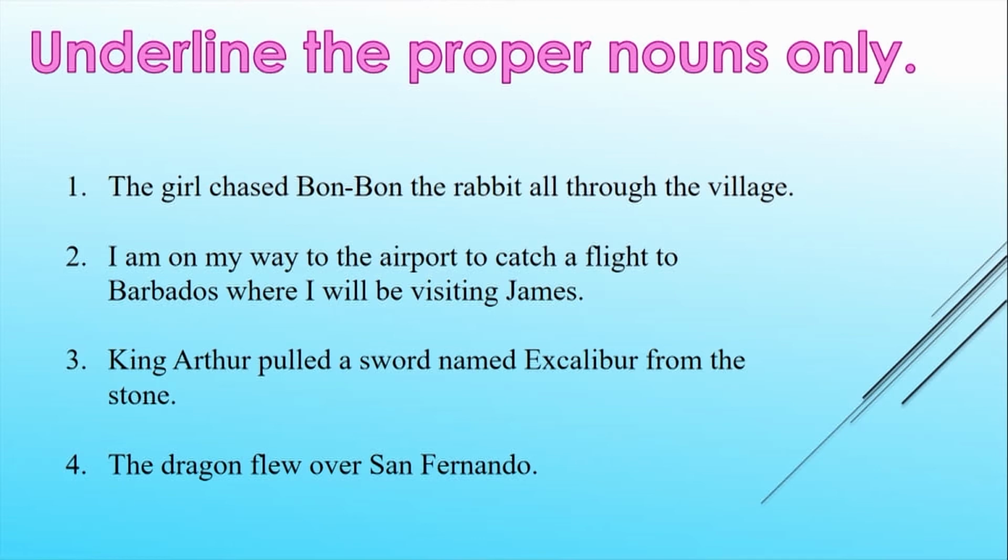So you have them. Number two, I am on my way to the airport to catch a flight to Barbados, where I will be visiting James. Good. Proper nouns only. Number three, King Arthur pulled a sword named Excalibur from the stone. So that's three. And number four, the dragon flew over San Fernando. Take a little time. Proper nouns only. Right? So we're going to start going over them now.